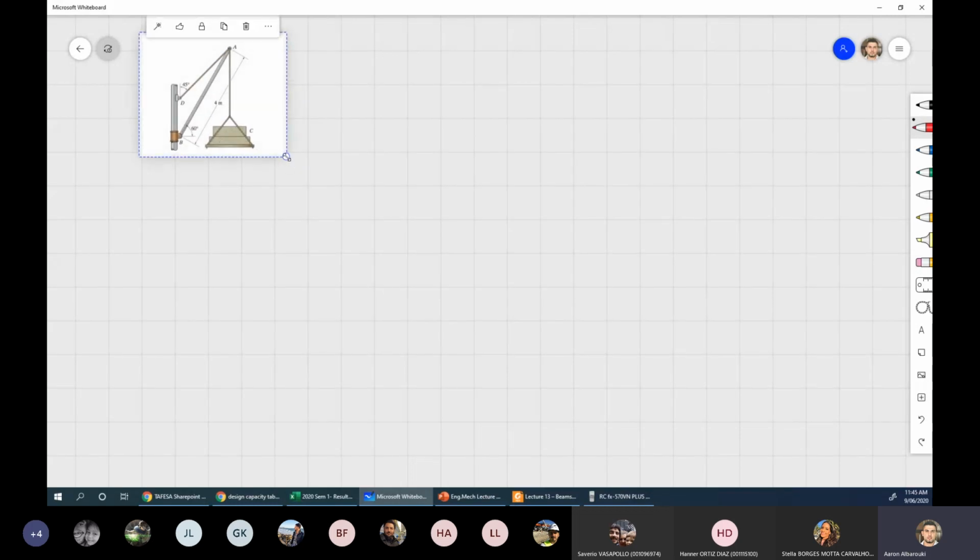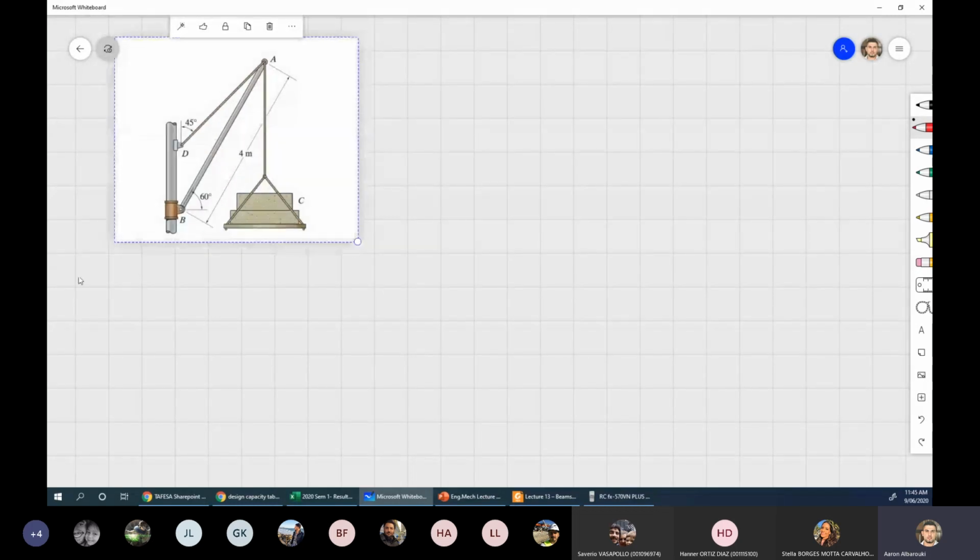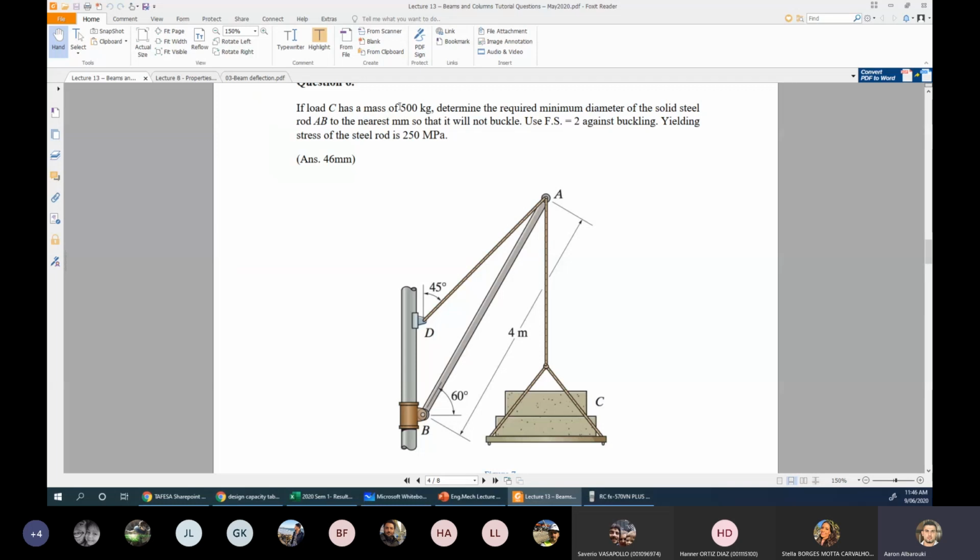All right, guys. So it's asking us, in the question, I think it says there's a load of 500 kilograms mass. You see, when we say mass, kilograms, that means we have to change it to kilogram force, which we can change to kilonewtons. That's what we work with, kilonewtons. Determine the required minimum diameter for the solid steel rod. So this is a rod, the cross section is circular, and it's solid, to the nearest millimeter, so it will not buckle, so we can avoid the buckling.